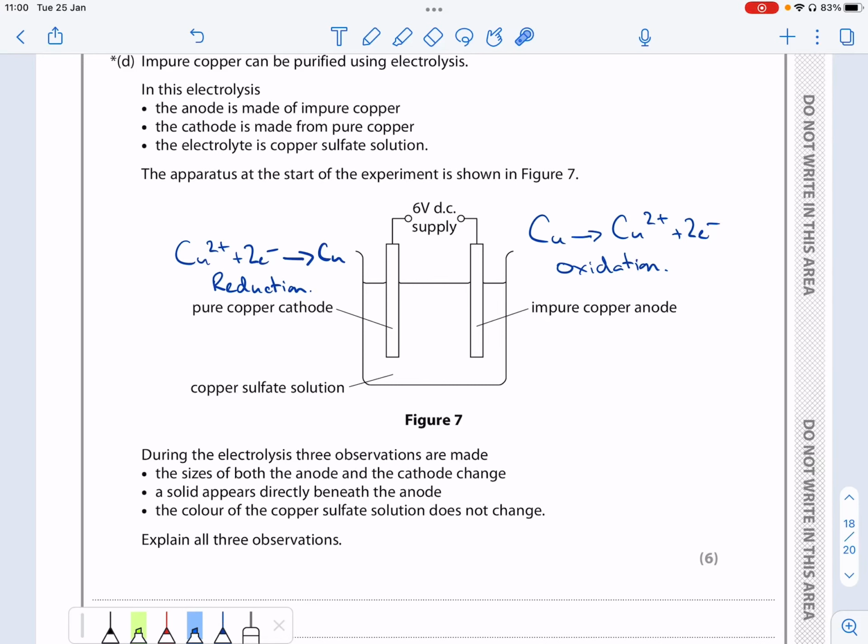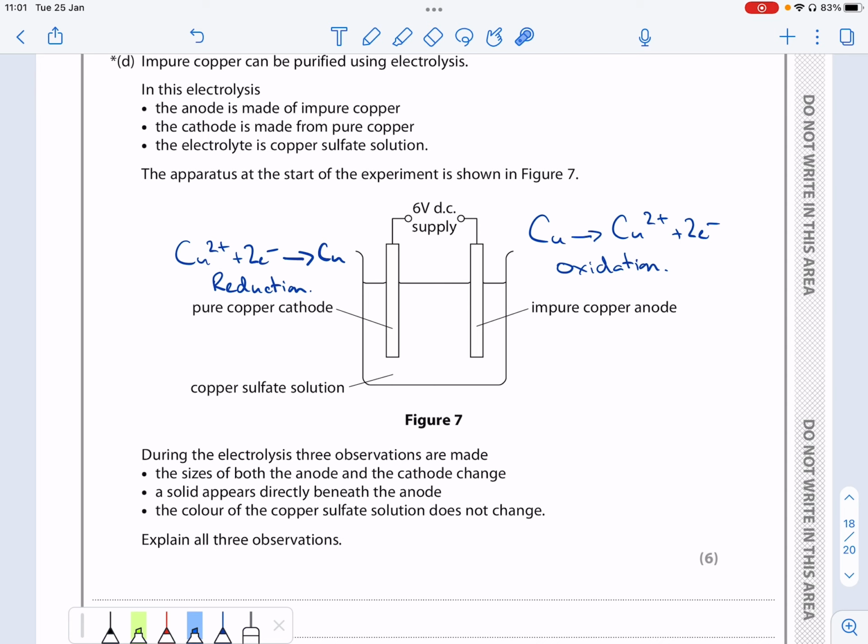So this question here, we're looking at purifying some copper using the process of electrolysis. And we have got our impure copper here at the anode, and we've got a strip of pure copper at the cathode, and it's sat inside a solution electrolyte of copper sulfate.